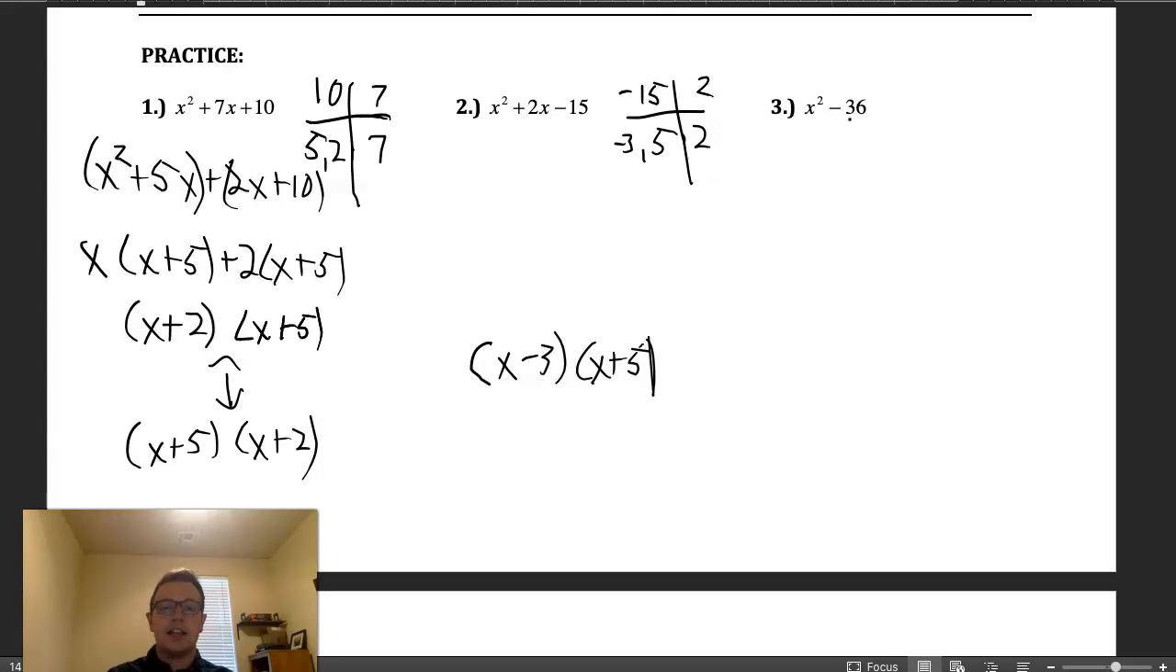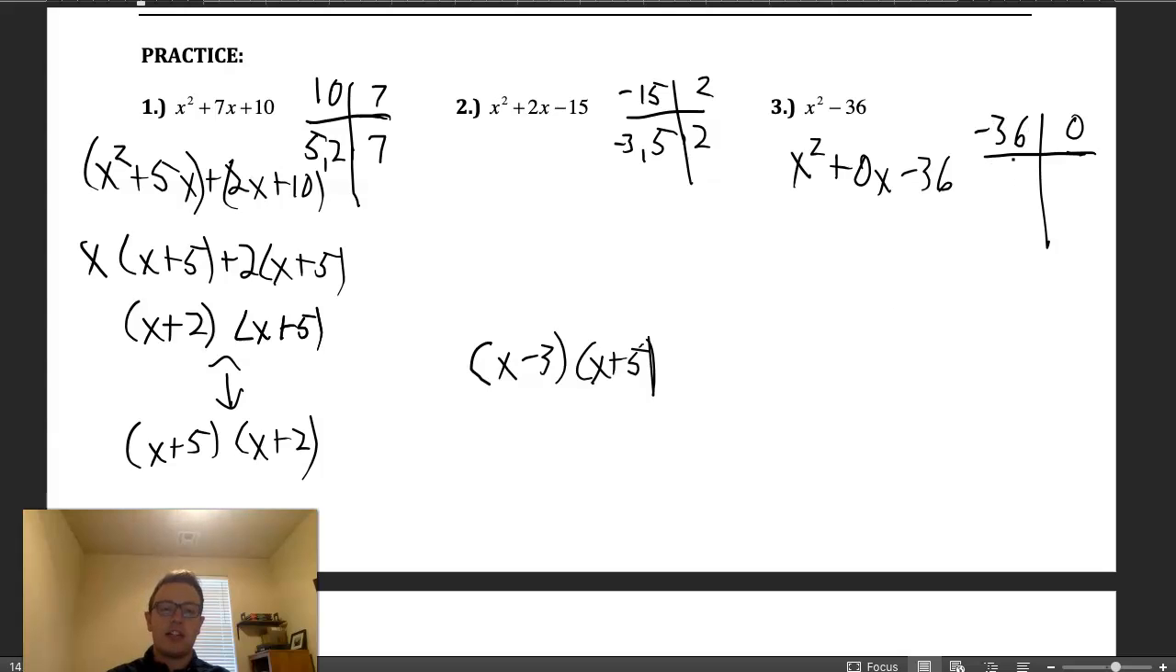This last one is a little bit more tricky. Why is that? Well, we have no b term. So let's make sure to rewrite this as x squared plus 0x minus 36. And now when we do our ACB chart, we're looking for factors of minus 36 that add up to be 0. Go ahead and do the rest of this problem.